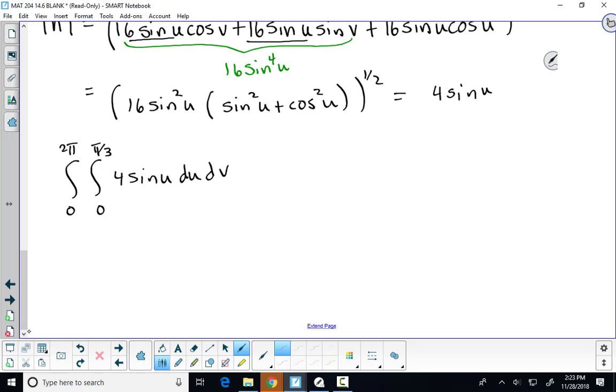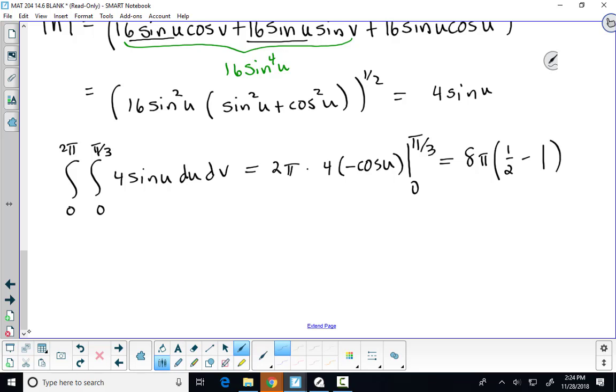Does not matter. Good point. So there's no v in there, so we can do 2 pi times 4 minus cosine of u, 0 to pi over 3. So that's going to be 8 pi times cosine of pi over 3, which is 1/2, minus cosine of minus a minus, so plus cosine of 0, which is 1. So we end up with 4 pi.